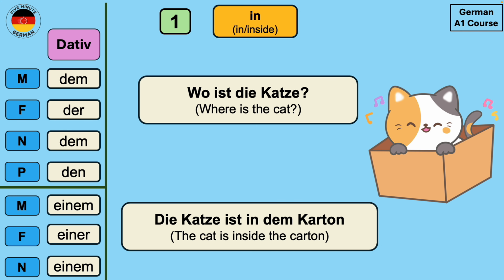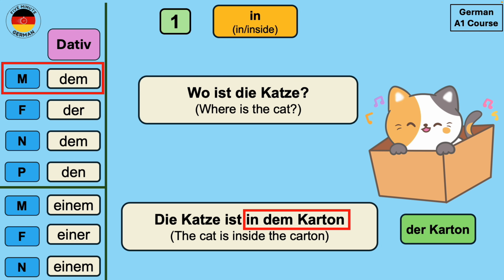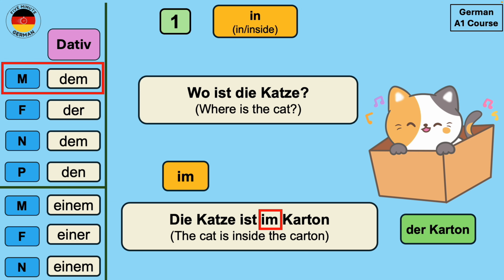And because Karton is der Karton, that's why we have used dem over here in the sentence, which is the dative definite article in masculine. Now we can also write this sentence as die Katze ist im Karton, which also has the same meaning. This is because im is a combination of in and dem. So whenever we have in and dem together, then we can write it as im. And this is commonly used in speaking as well.